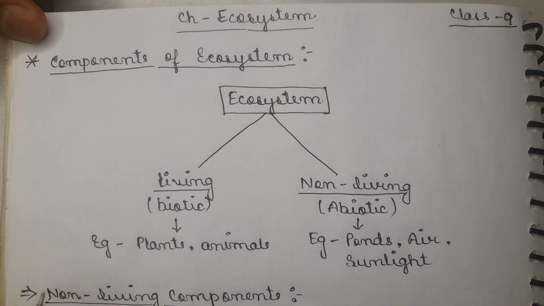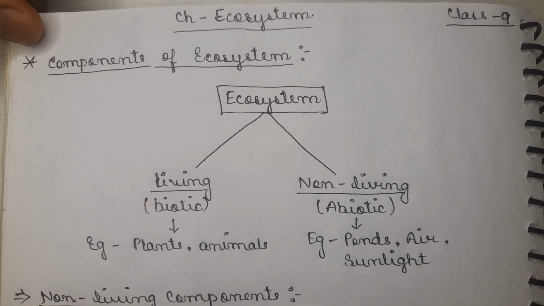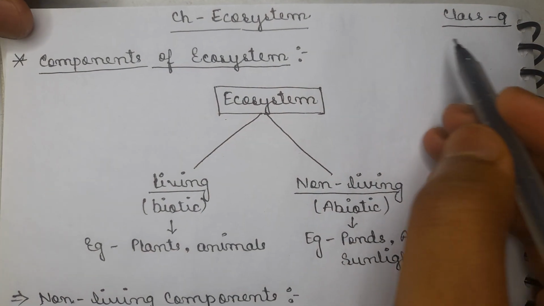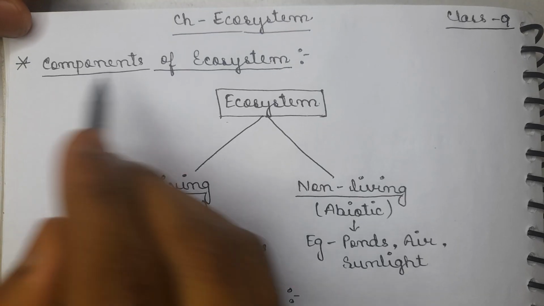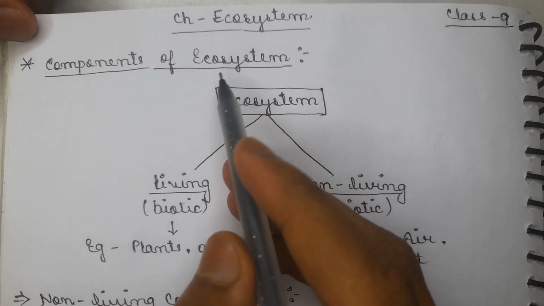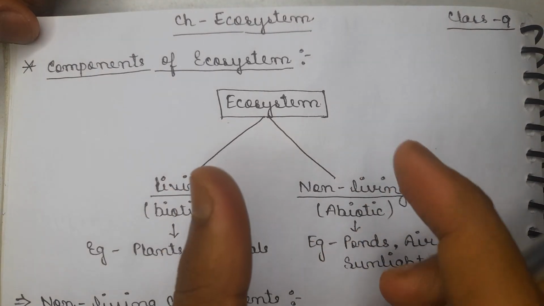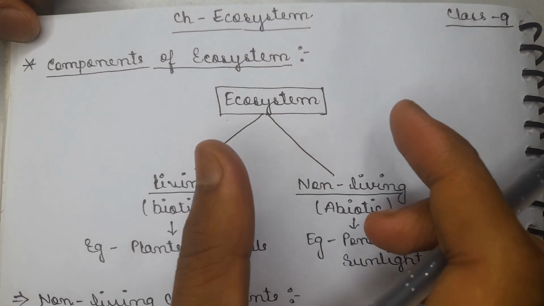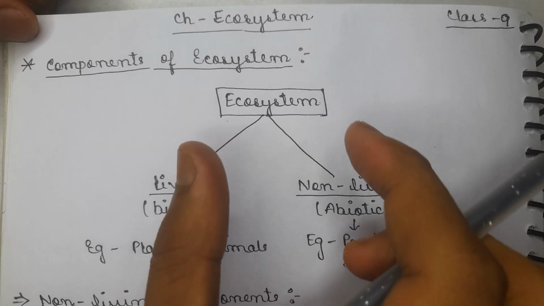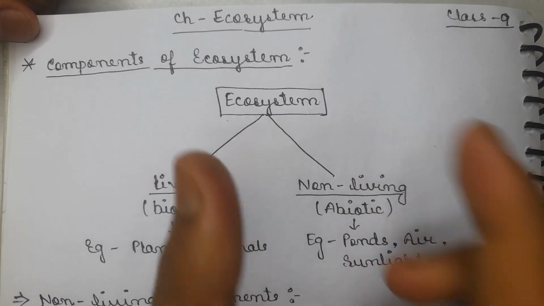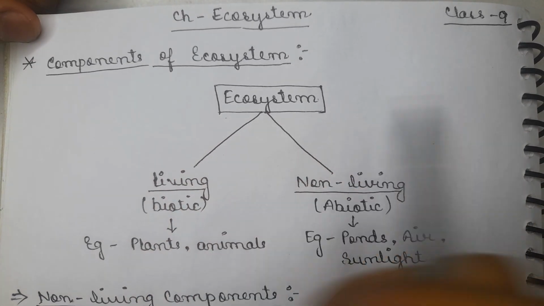So hello everyone, today's video topic is about the chapter Ecosystem of class 9th. Basically, the topic starts with the components of the ecosystem, but we need to understand the term ecosystem. First of all, what does the term ecosystem mean? The ecosystem is basically, we can say, a community of organisms and their surrounding environment interacting together.